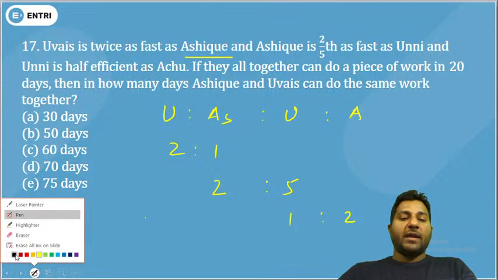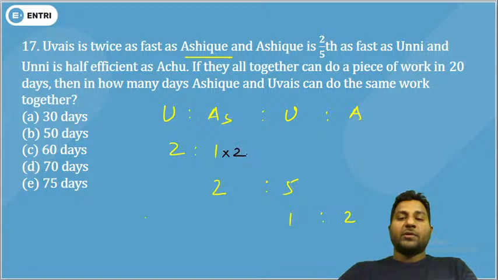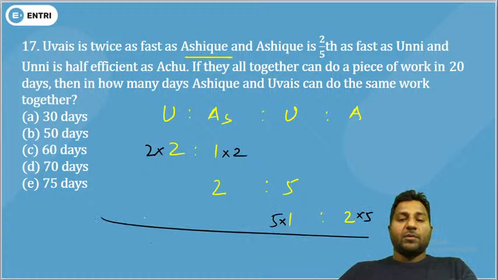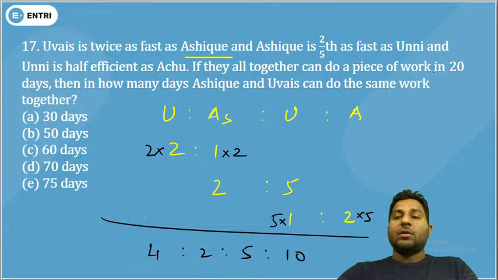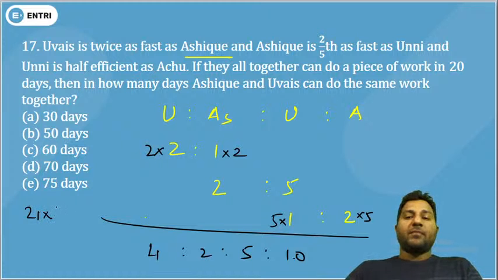Now let's equate everyone's efficiency. How are you going to do that? First multiply with 2 in the Uwais and Ashik ratio. Now both are equal. Then multiply with 5 in the below ratio. That means the combined ratio will become 4, 2, 5, 10. If they all together can do a piece of work in 20 days, all together they will become 21, multiplied with 20 days.